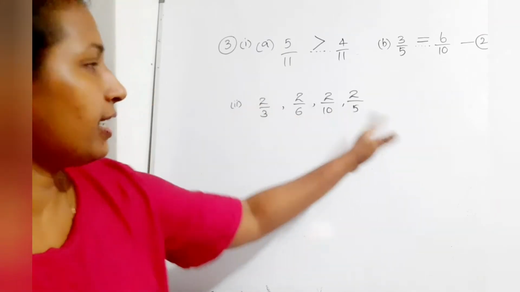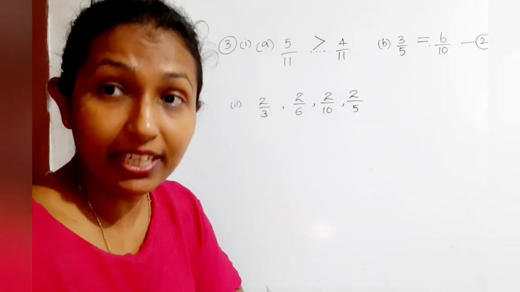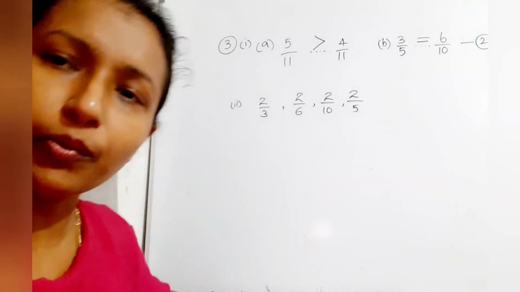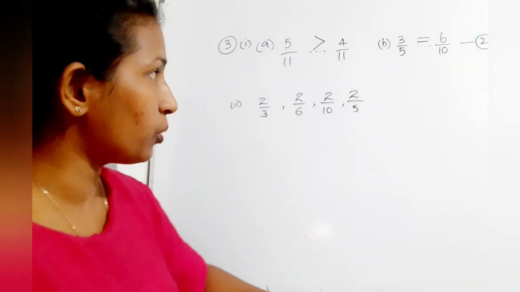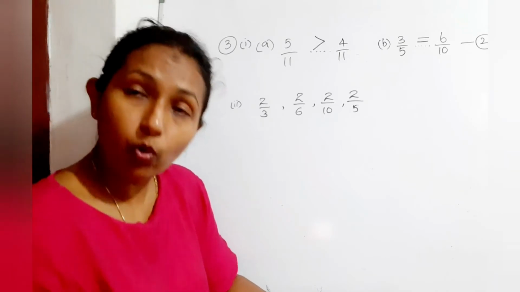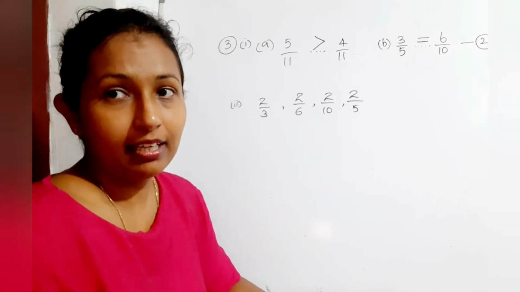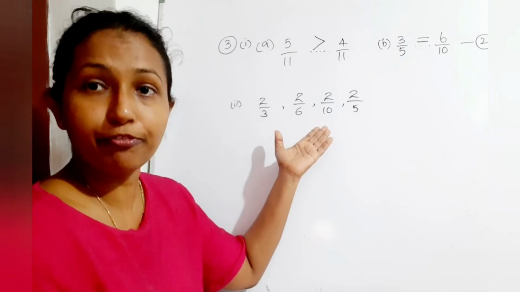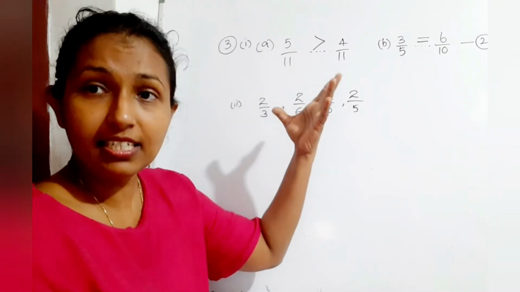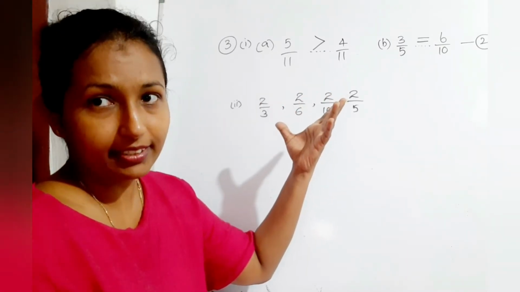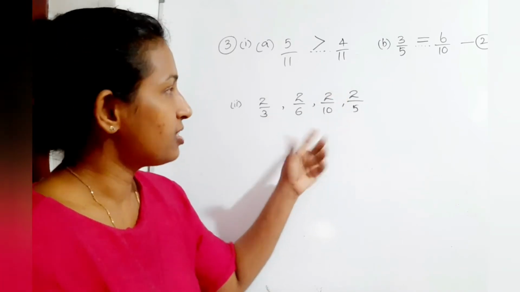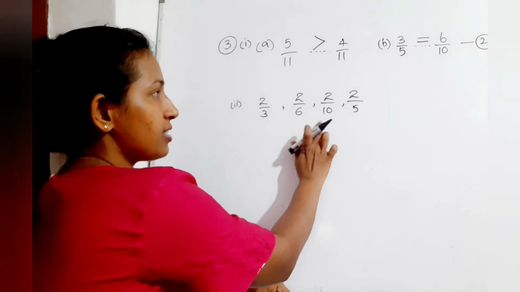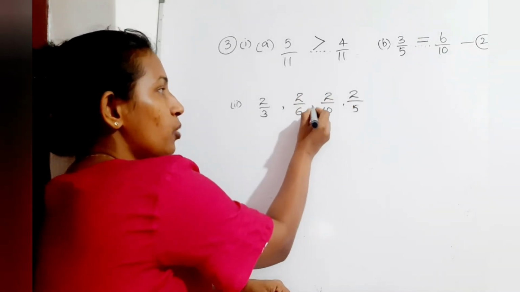Okay, here it is easy because all the numerators are equal. 2, 2, 2, 2. If the numerators are equal, what is the smallest fraction? Smallest fraction is the fraction having the largest denominator. So what is the smallest fraction here? Largest denominator is this one. So this fraction is the smallest one.